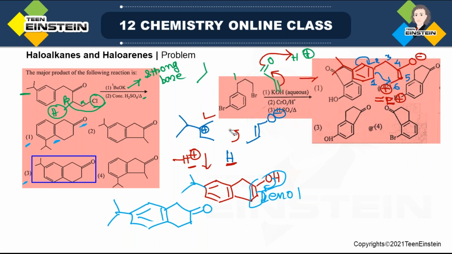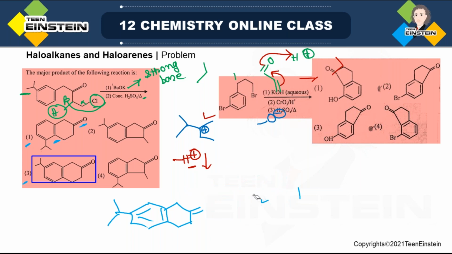Next we will go to next question. Here the starting material, one bromine is directly attached to a benzene ring, that means it is as if haloarene. Another bromine is attached to 3-member alkyl chain, which is at meta position with respect to the bromine, which is in aromatic ring. The first reagent we are using is potassium hydroxide, aqueous.